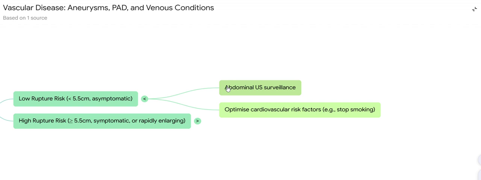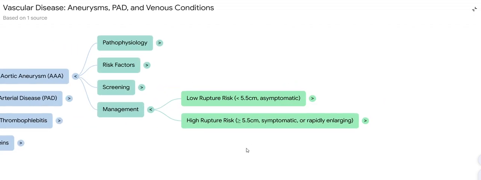Like we have to either rescan every 12 months if it's small, or rescan every 3 months if it is medium. And we optimize the cardiovascular risk factors. For example, we beg them to please stop smoking, because it's going to be something that you don't want. So yeah, we have to optimize the cardiovascular risk factors. Ask them to stop smoking nicely.